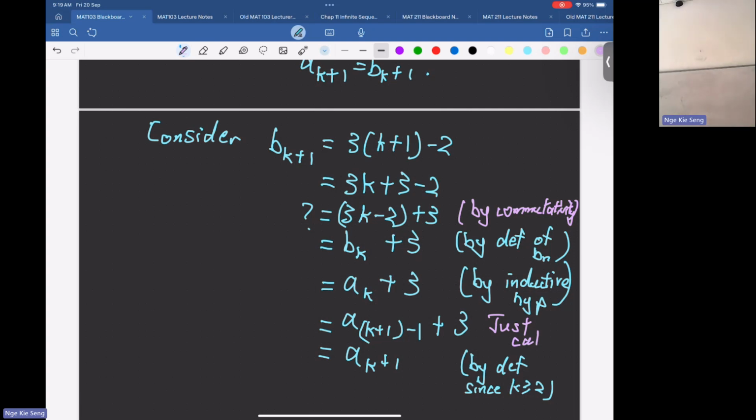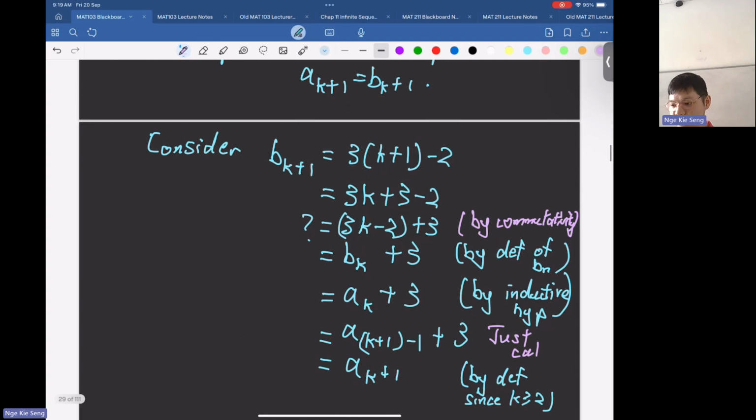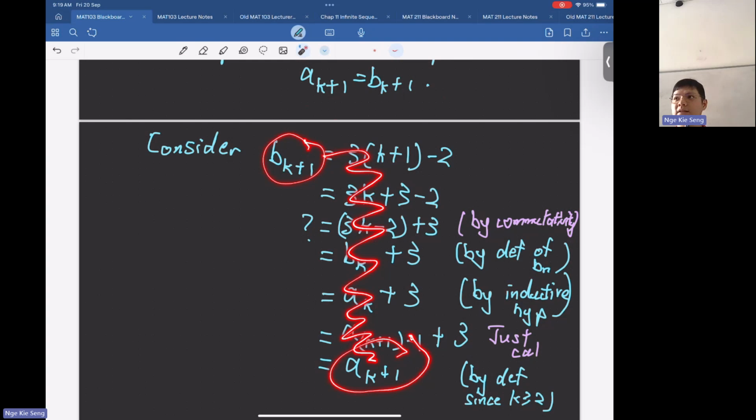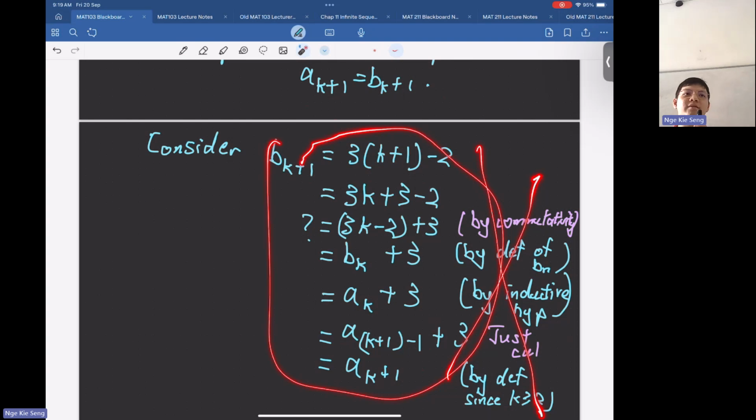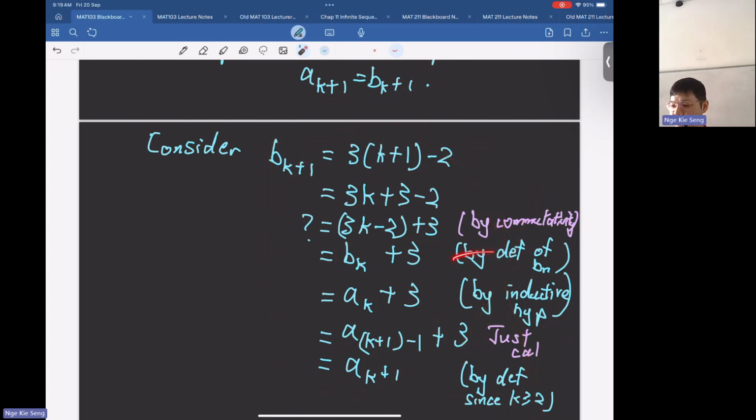So the moral here: when you want to show something is equal, typically you can start from one side first and then go to the other side. Go from B_{k+1} to A_{k+1}, or you can start with A_{k+1} and go to B_{k+1}. You can do both ways, as long as you add in the justification. Don't hand in an assignment with just equals and no reason. Make sure you write down by definition or by assumption. Does it make sense? Any question? Please ask a question. Don't be shy.